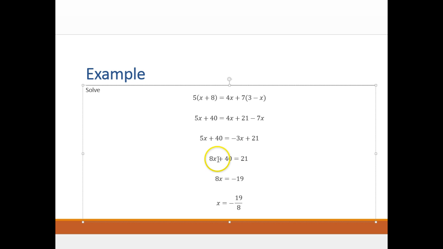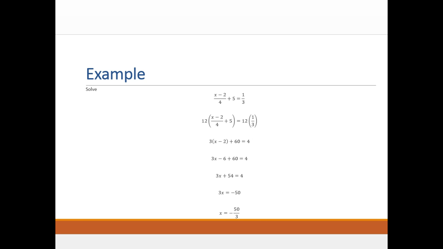We now have our variables on the left, so it means we want our constants on the right, so we're going to subtract 40 from both sides. We're going to get 8x equals negative 19. So x is negative 19 over 8. And typically we should check to make sure our answer is correct. My suggestion is when you have very simple numbers, plug back in and check. When you have time on your test, plug back in and check. But a lot of times as you get more and more comfortable with these, you'll get more and more comfortable knowing that your answers are correct.